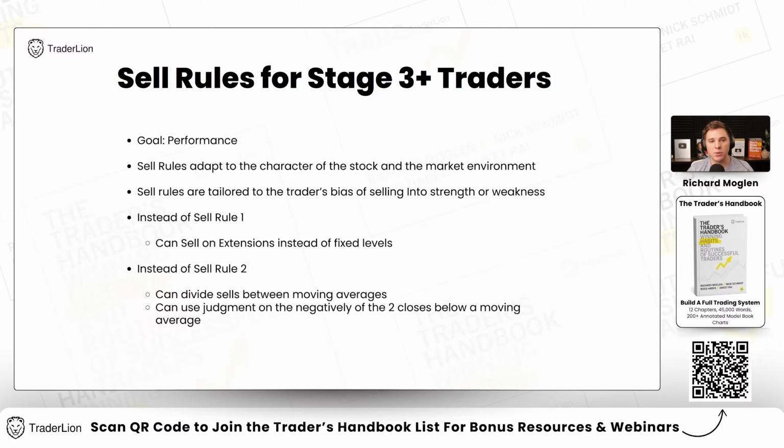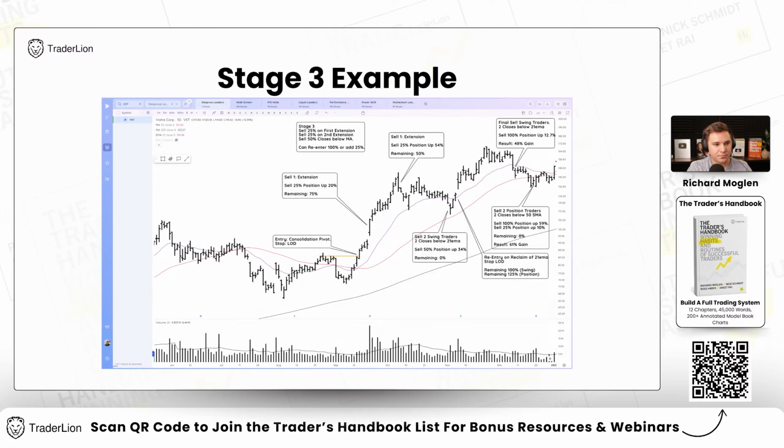But again, stage 1 and 2 is about rigidity, system, consistency. Stage 3 and 4 is about performance, and there's a little bit more discretion and variability allowed for those type of traders. All right. So here's a stage 3 example, maybe how you would apply this as a stage 3 trader. These are similar to my personal sell rules.